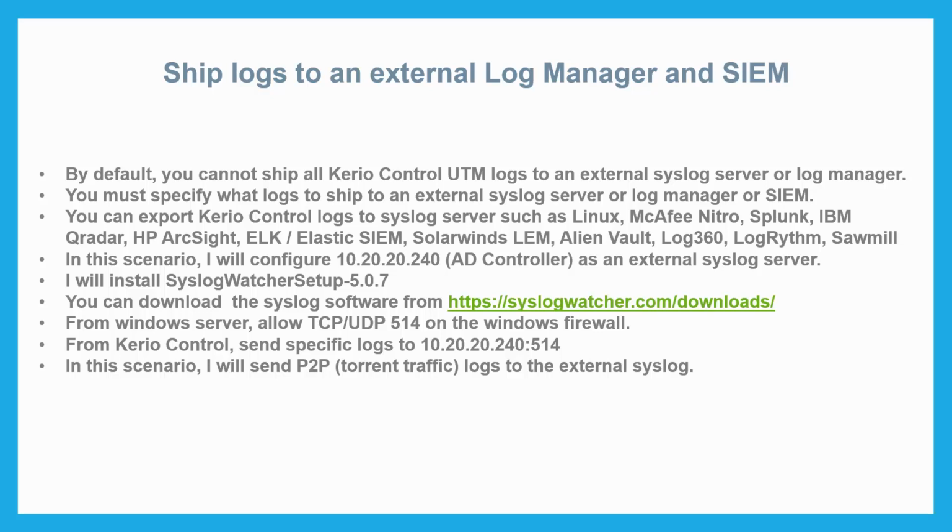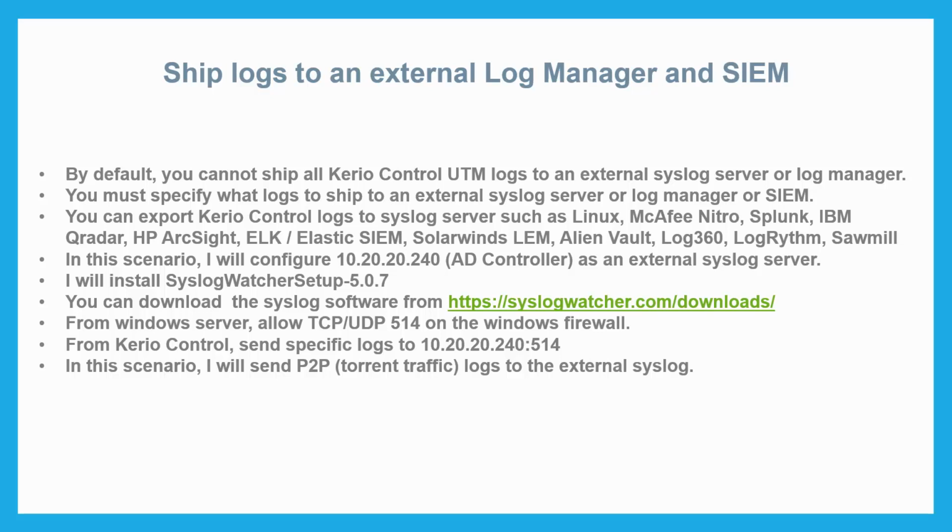In this scenario, I will configure my Windows Server 2016 as an external Syslog server. On that server, I'll install Syslog Watcher, version 5.07. You can download the Syslog Watcher trial version from syslogwatcher.com/downloads. You will have to make sure that TCP or UDP 514 is open on the Windows firewall.